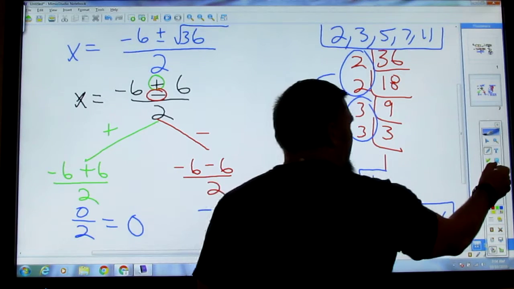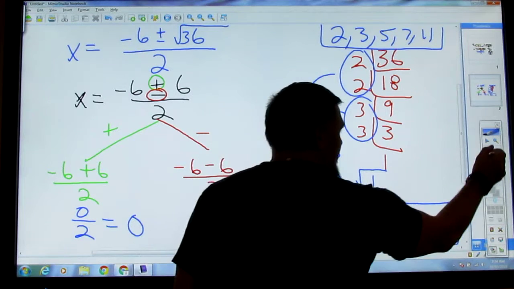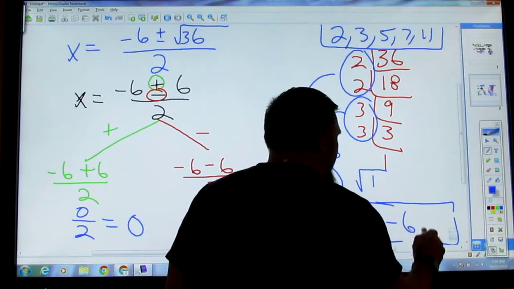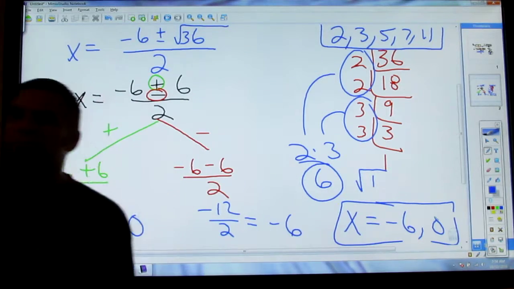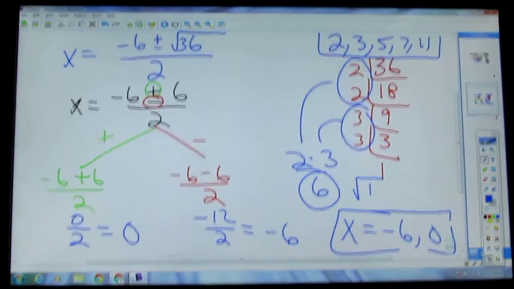Now technically, I should write those in order. Order meaning negative 6 and 0. From lowest to biggest. Okay? And that's problem number 19. Okay? Now we're going to speed it up a little bit and look at problem number 21.